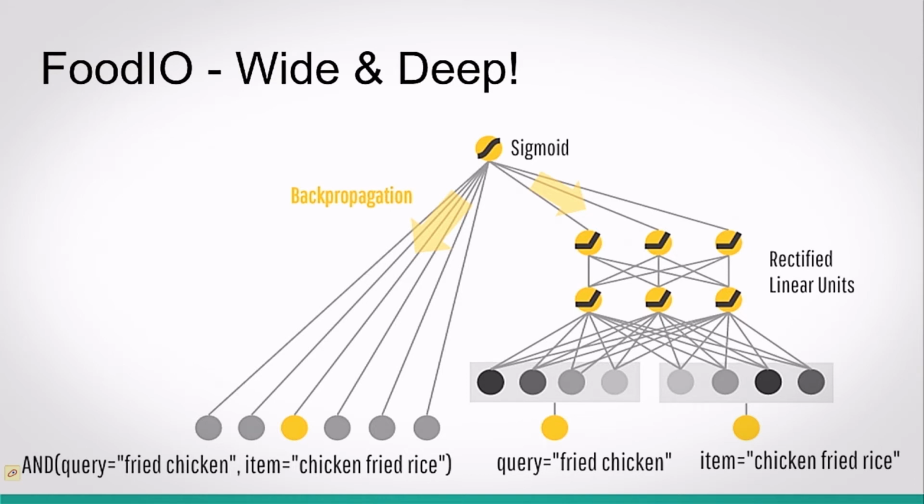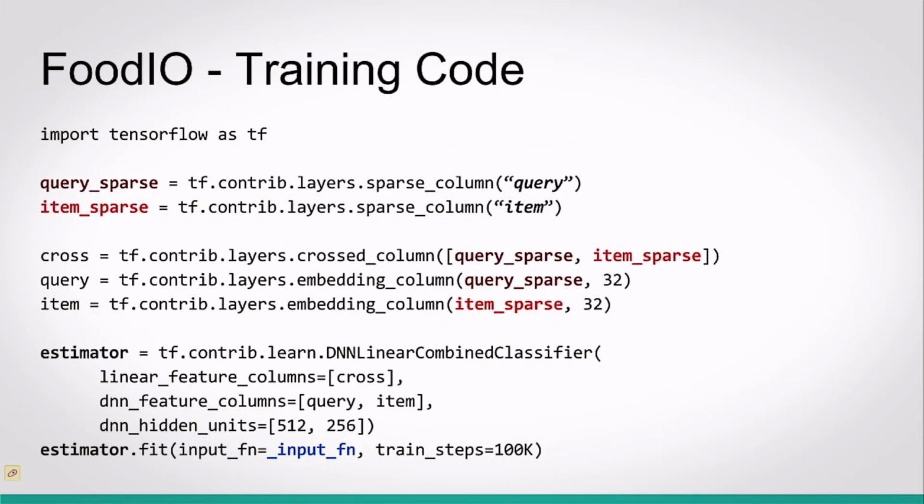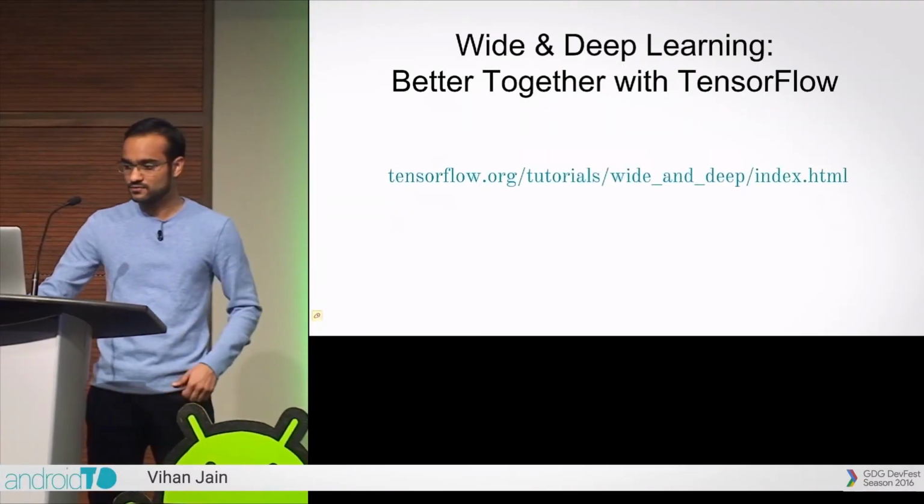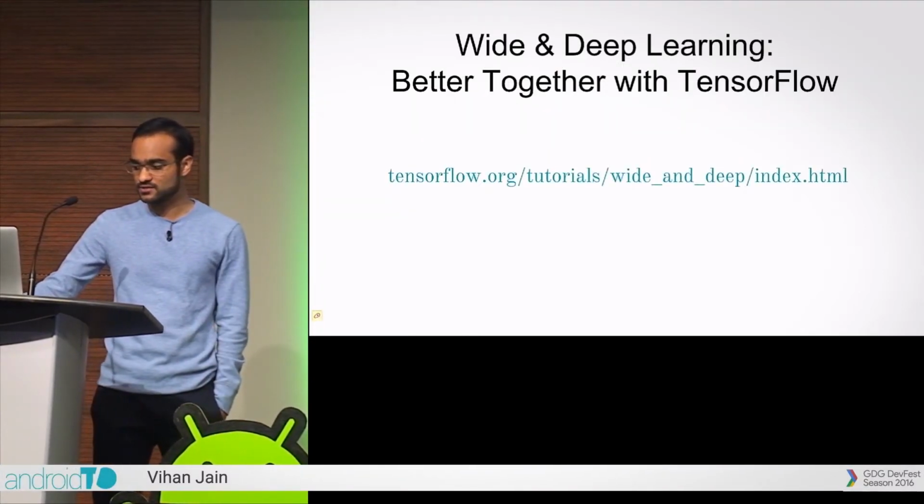So it is able to memorize, or recommend very specific items for very specific queries, but at the same time, it is also able to generalize and recommend some new food items for these queries. And at Google, we call this wide and deep learning. We recently published a paper where we demonstrated that it works really well for recommendation problems. And if you want to learn more about wide and deep learning, you can go to this tutorial. It's TensorFlow.org tutorials wide and deep index.html.